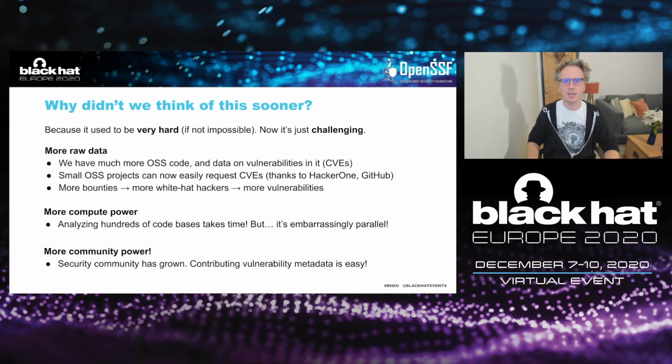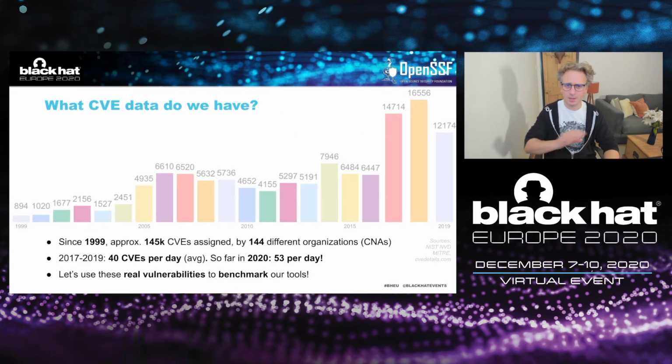So let's have a look at the data for CVEs. I mean, I could fill a whole Black Hat talk with just patterns in CVE data, but let's not do that. Let's have a look at the overall picture. Since 1999, we have assigned about 145,000 CVEs. And in the last 3 years, there's been on average 40 CVEs per day. But in 2020 so far, it's gone up to 53 CVEs per day. So we're in for a record this year. So we have lots of data to use for our CVE benchmark initiative.